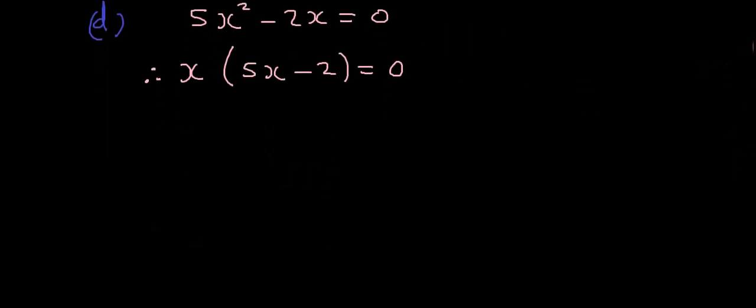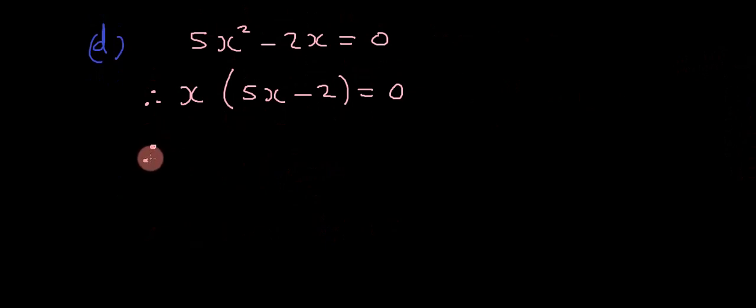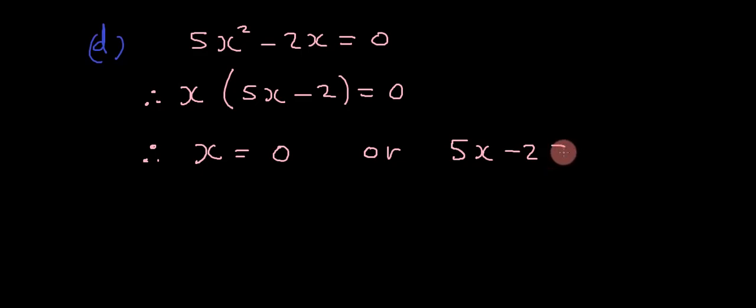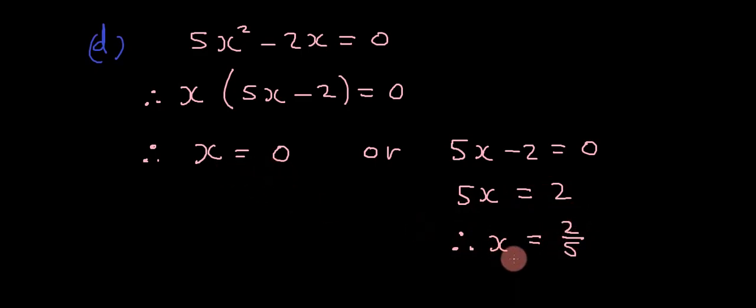Now we can use the zero product rule. So x is 0, or what's inside the brackets, which is 5x - 2, is 0. And here we can solve for x. We can take the negative 2 to the right-hand side. It becomes positive 2. And we can divide the 5 into the right-hand side. So then x will equal 2 over 5. So x is 0, or x is 2 over 5.